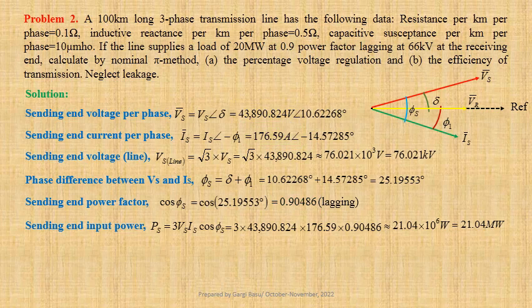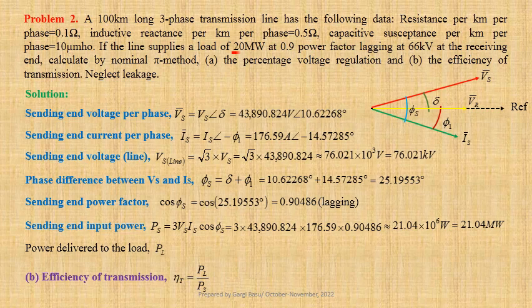Now we shall compute efficiency of transmission. Eta T equals PL divided by PS. Given power delivered to the load, PL equals 20 megawatts. Therefore, eta T equals 20 divided by 21.04. That gives us 0.95 per unit or 95%.